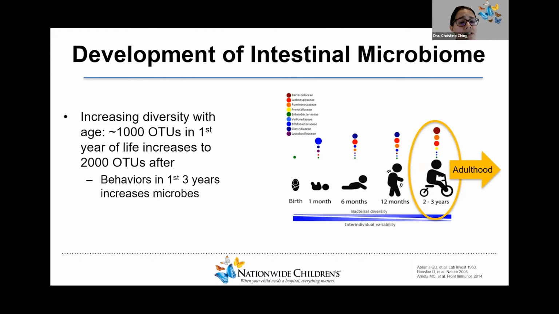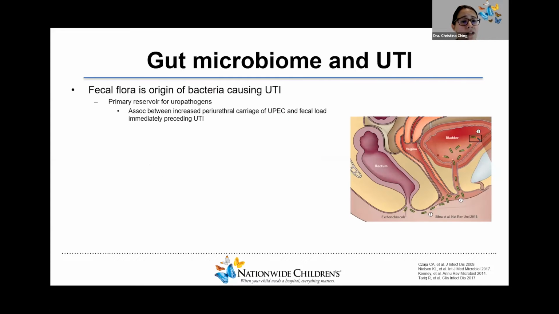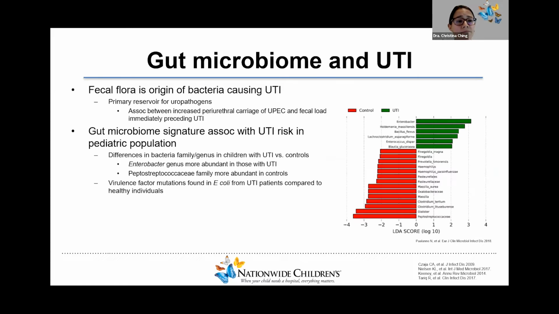By 3 years of age, the intestinal microbiome is thought to be more stable and representative of an adult-like gut microbiota. There's a strong relationship between the gut microbiome and urinary tract health, as we previously heard. We know the fecal flora is the origin of most of the bacteria causing infections, such as E. coli. The GI tract is the primary reservoir for uropathogens, with an association found in adults between increased periurethral carriage and fecal load of uropathogenic E. coli immediately preceding an infection.